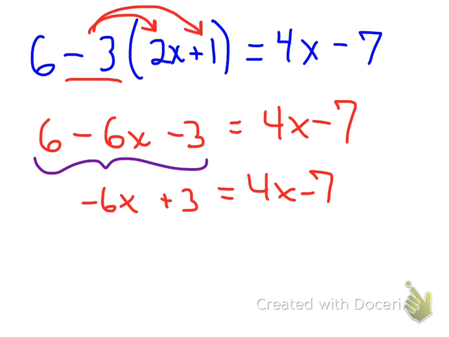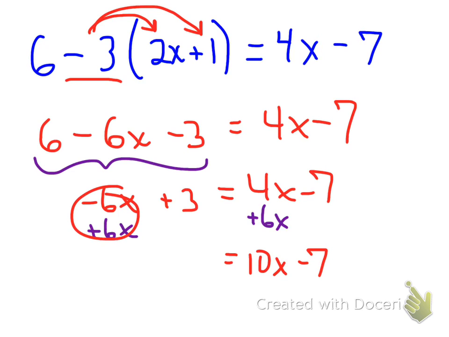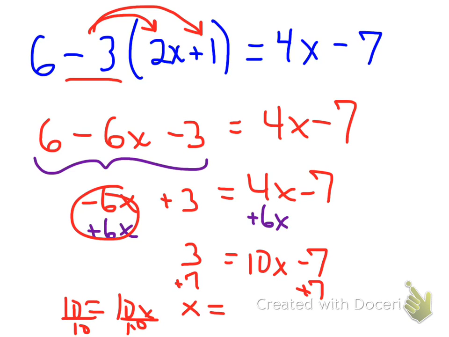I'm going to now add 6x to both sides, giving me a positive 10x minus 7 on the right. That makes a 0, so I have 3 on the left. Adding 7 to both sides gives me 10 equals 10x. And now when I divide by 10 to get x by itself, I get x equals 1.